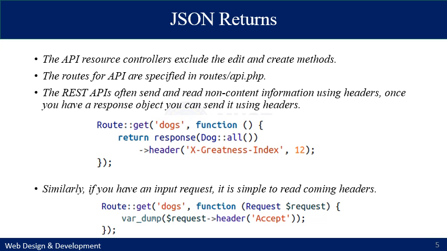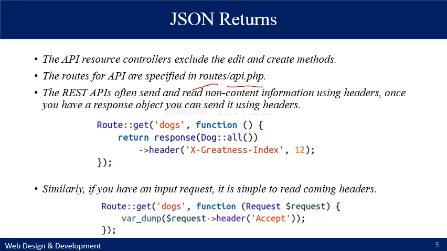So, regarding how the JSON is returned, the API resource controller excludes the edit and create methods. That means in an API you only provide access to the system with read permission. The routes for the API are specified in root/api.php. Now consider that previously the routes were specified in root/web.php.